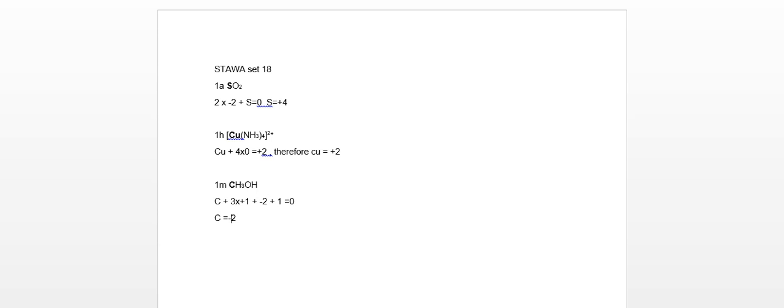And there you go, pretty much straightforward, just adding up the numbers and following the little table of rules that you see present on page 184 of your STAWA manual. And that's that.